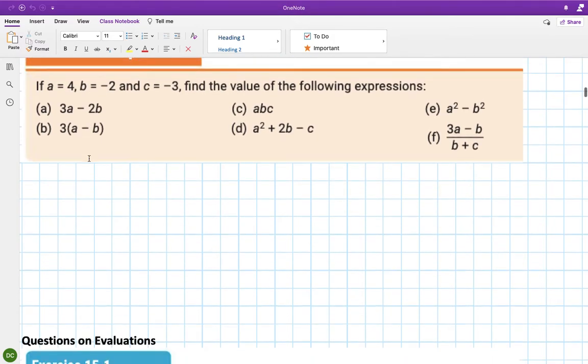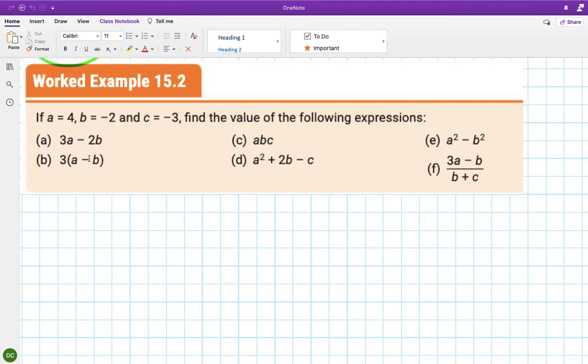Yeah? So we have another one here. I'm not going to do all of them. I'm just going to do some of them. We'll do this one because it has a square and we haven't done squares yet. So D, we have a squared plus 2b minus c. Okay, and if you look up here, a is 4, b is minus 2, and c is minus 3. Okay, so I'm going to put my 4 in there, I'm going to put my minus 2 in there, and I'm going to put my minus 3 in there.